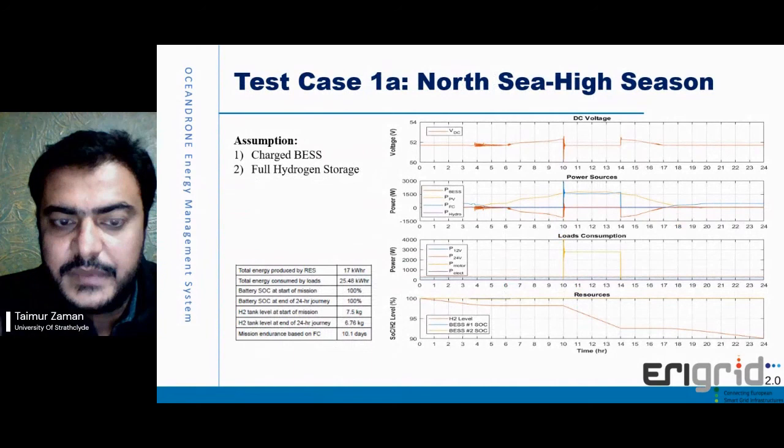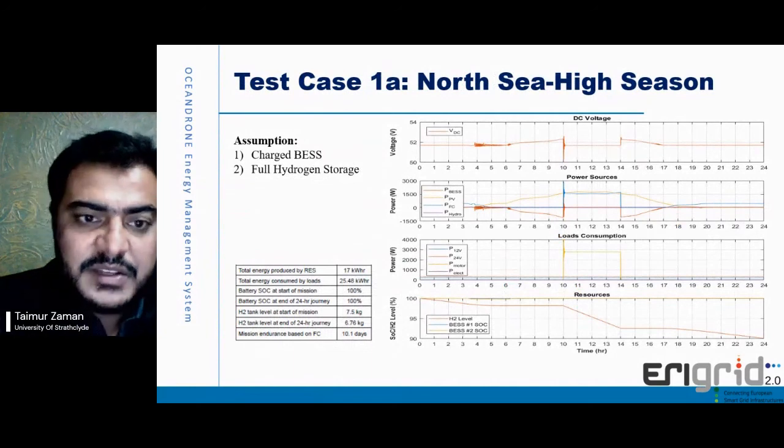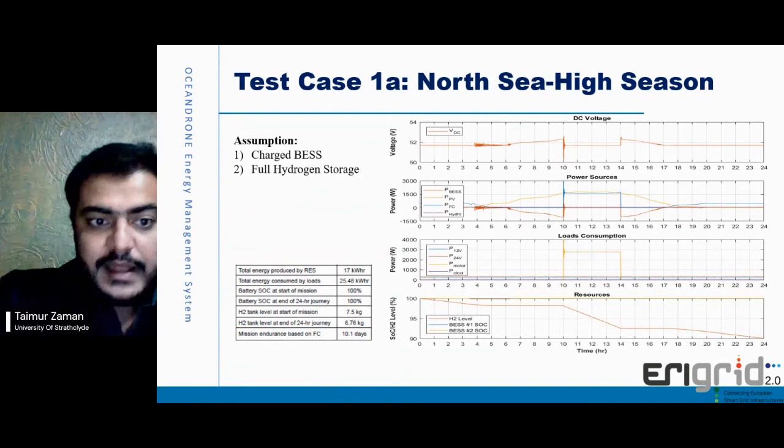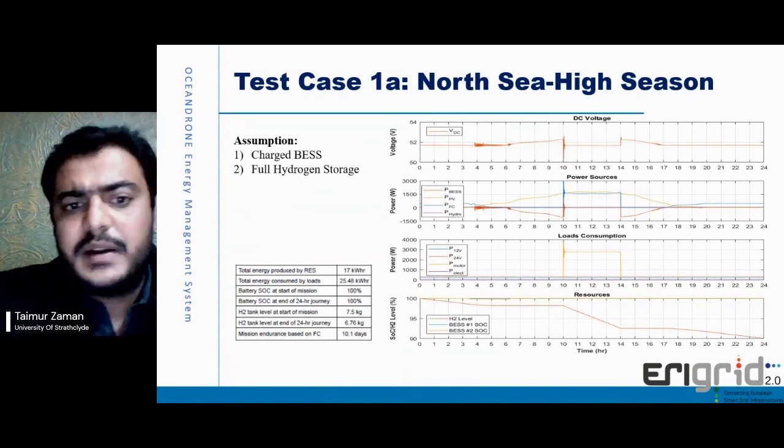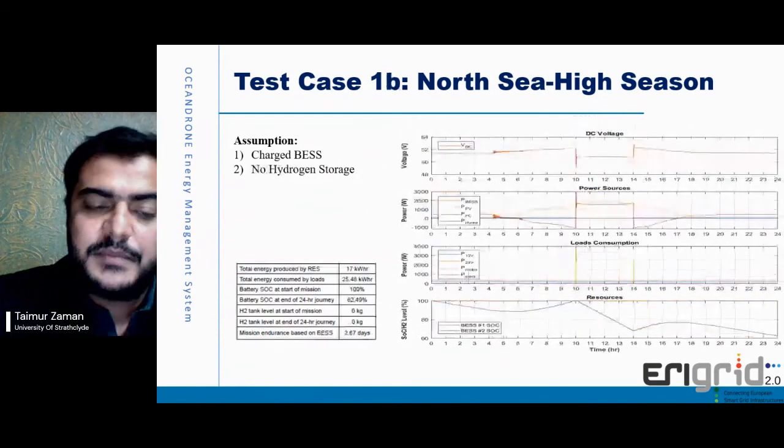We see that the total energy produced by the renewable energy was 17 kilowatt hours, and 25.48 was consumed by the load. The battery SOC was 100%, and at the end of the 24-hour journey it was again 100%, meaning the battery delivered power in the 24-hour scenario, but was again able to charge from the PVs or from the fuel cells. The mission endurance was 10.1 days.